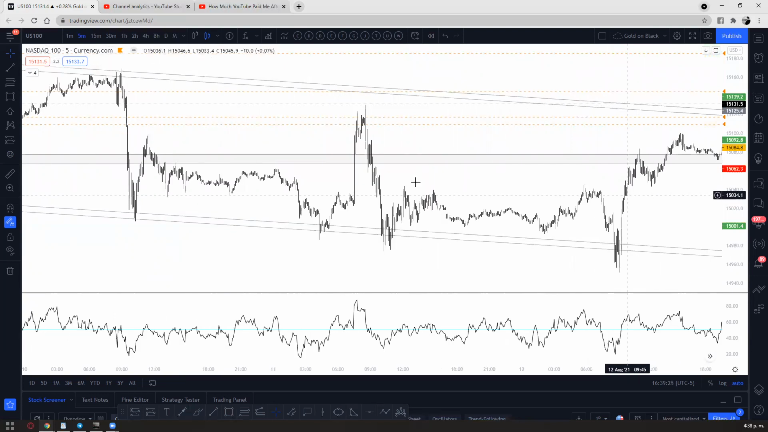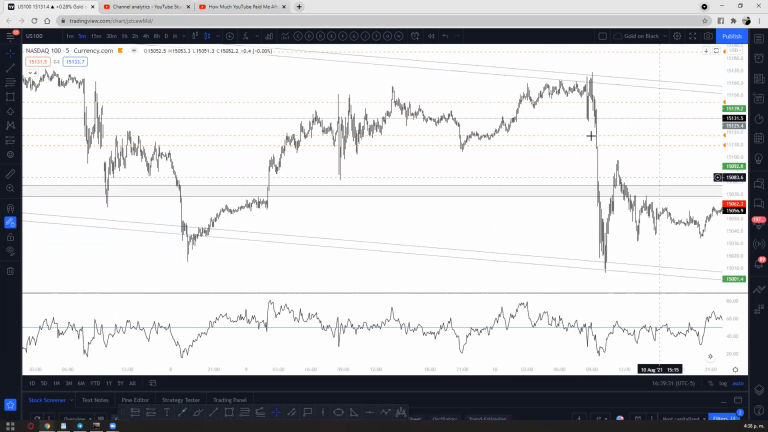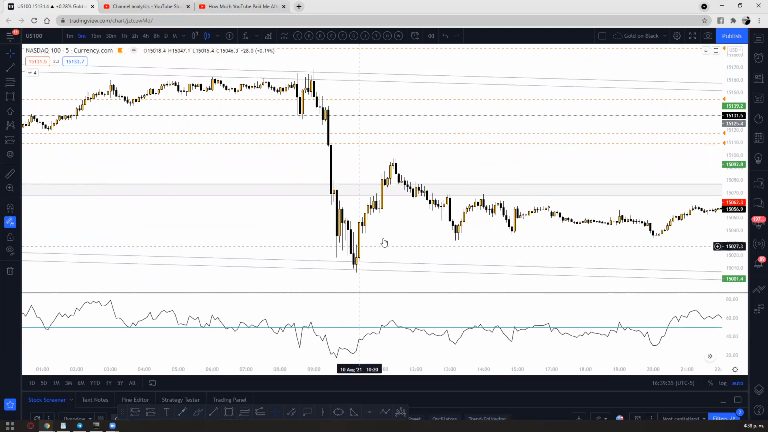It did happen. I think it happened to me here. I think it happened to me here. And on this drop, this massive correction right here, I did get in somewhere around here.